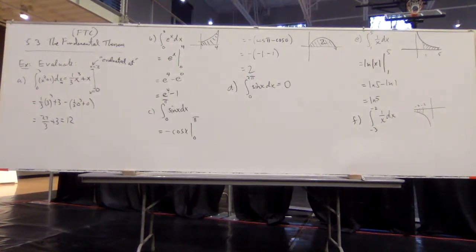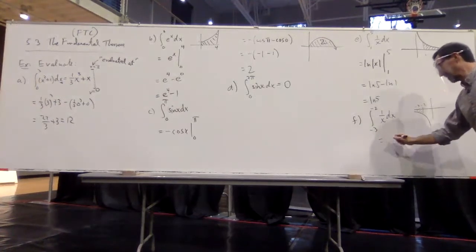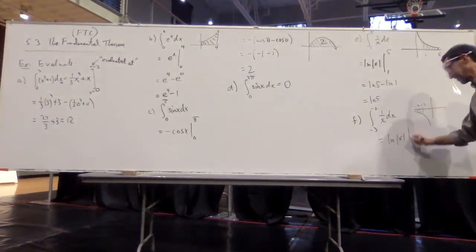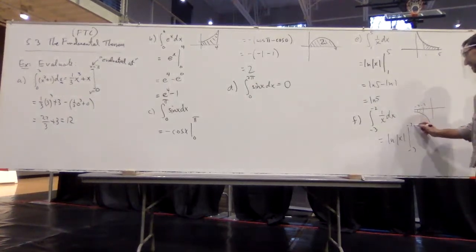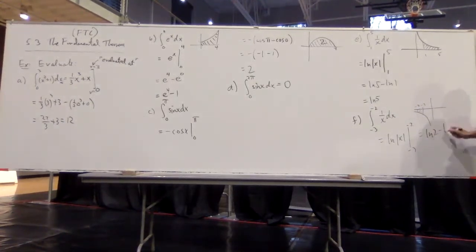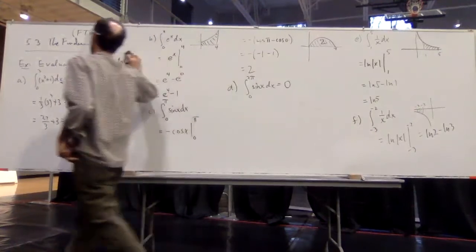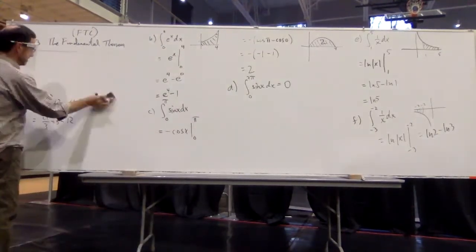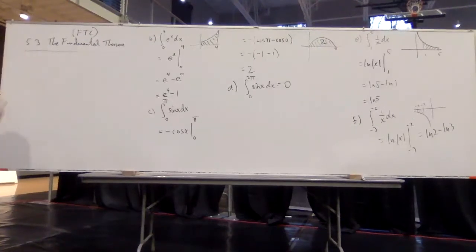Notice my limits: the smaller number is on the bottom. -3 is smaller than -2, so everything's lined up there. If those were backwards, that would change the sign. Now you can see where the absolute value signs are absolutely necessary, because I can't plug negative numbers into the log. And so we get ln 2 minus ln 3. The absolute value sign knocks the minus signs off, so we can plug them into the log function. Questions?